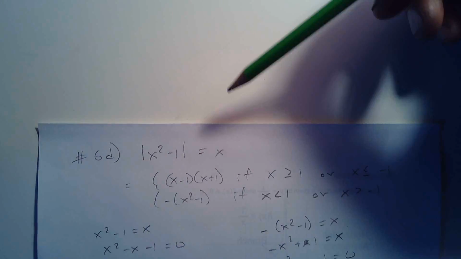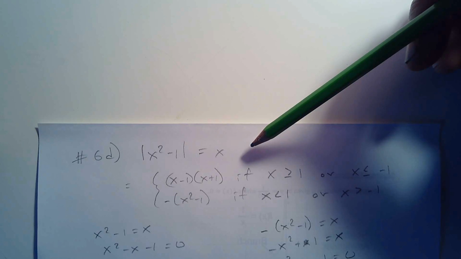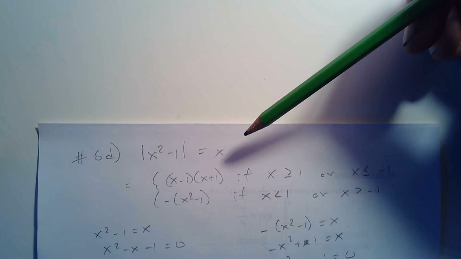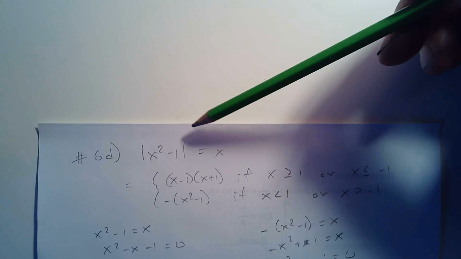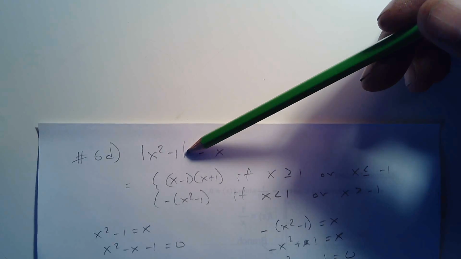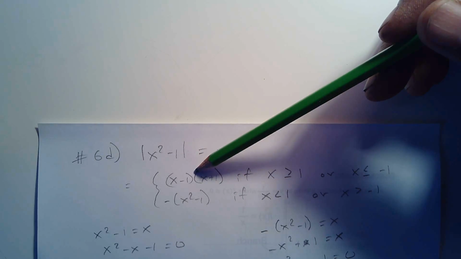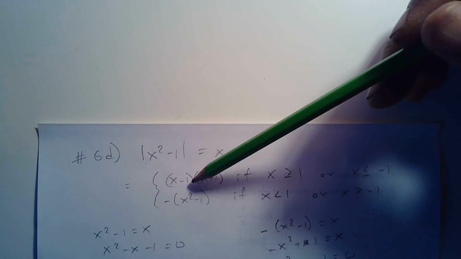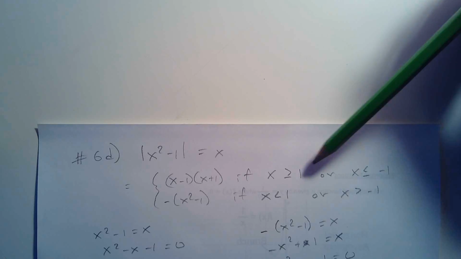And then here's another one, x squared minus 1. Same thing. This time I need to find out what the zeros are. For the absolute value part, because this is a difference of squares, I can factor that: x minus 1, x plus 1. And so now I've got 1 and negative 1. So there's 1 and negative 1.